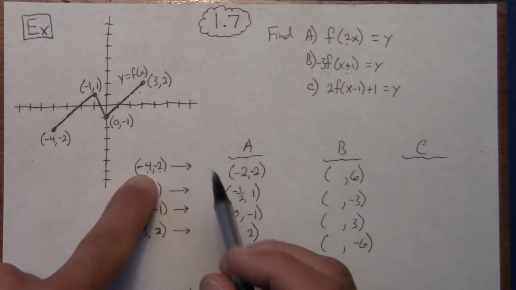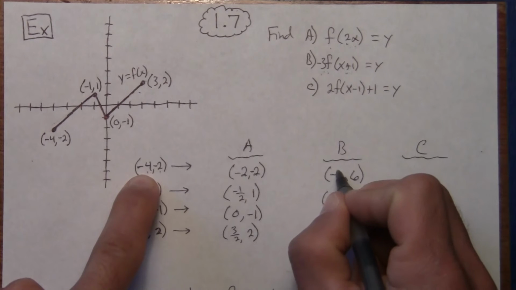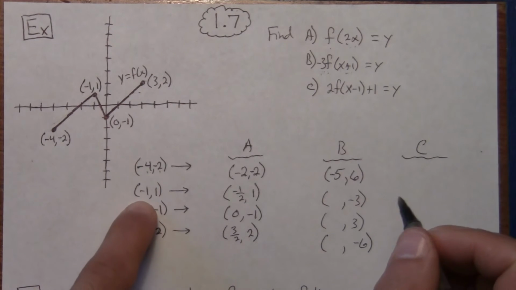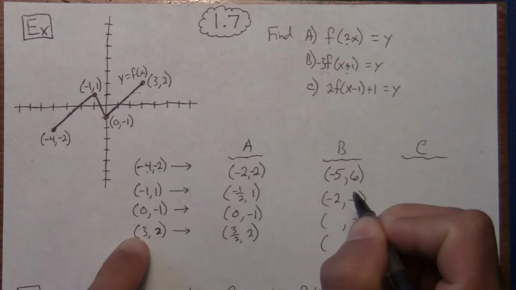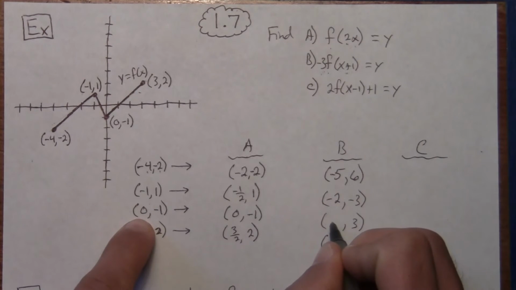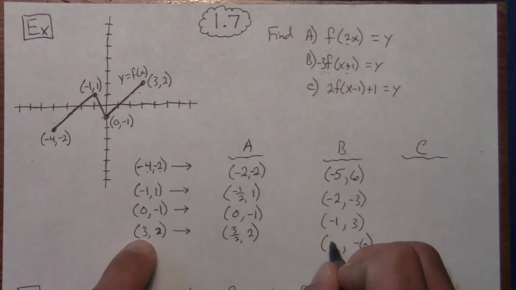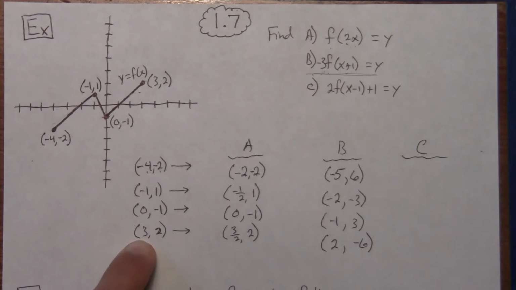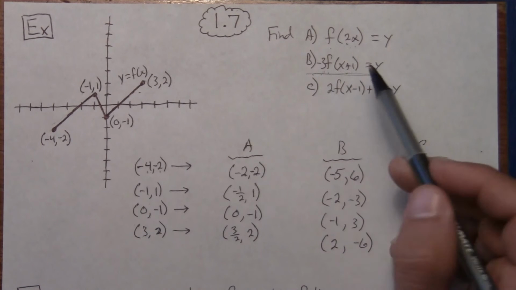So if I go to my x values and subtract 1, negative 4 minus 1 gives me negative 5. Subtract 1 will give me negative 2. Subtract 1 from 0 will give me negative 1. And eventually gives me a 2. And now these 4 points are on the function b here, y is equal to negative 3 f of x plus 1.